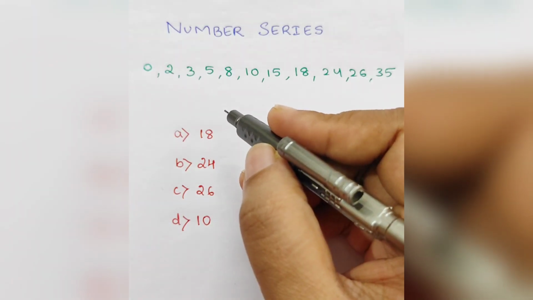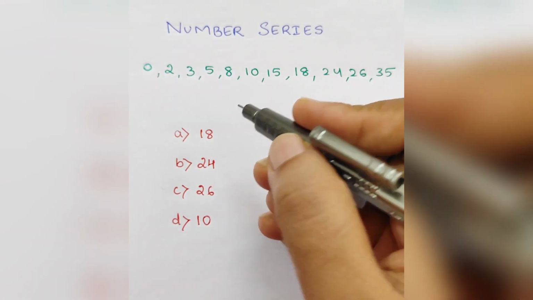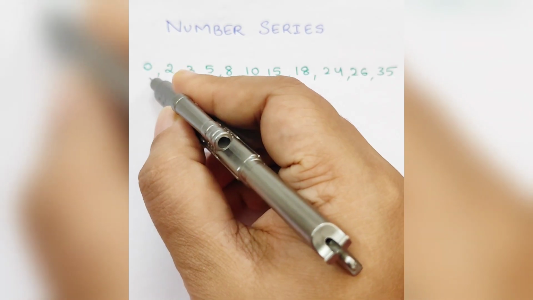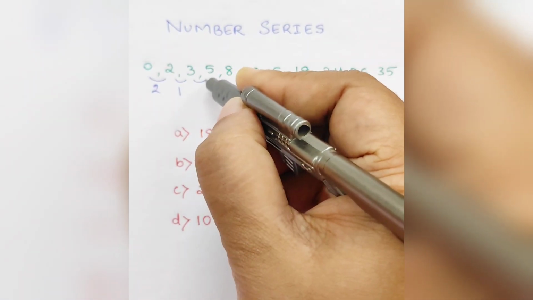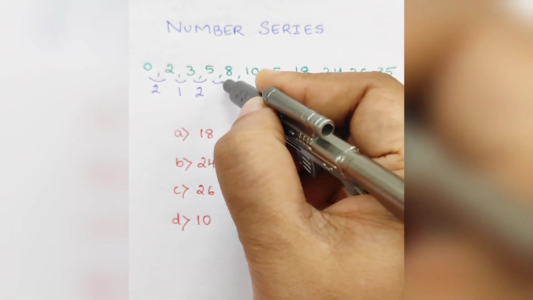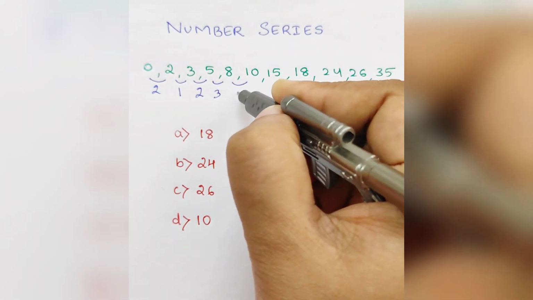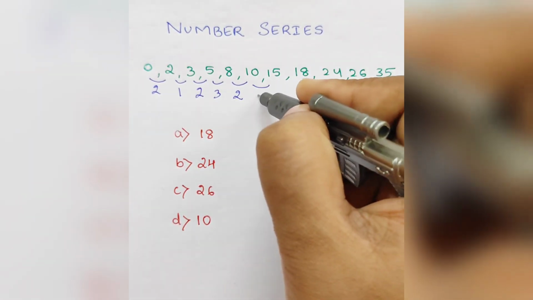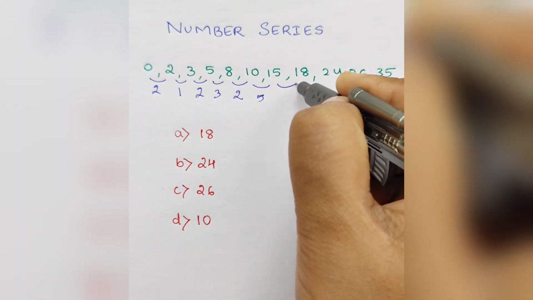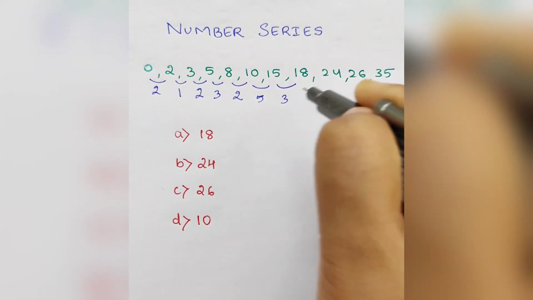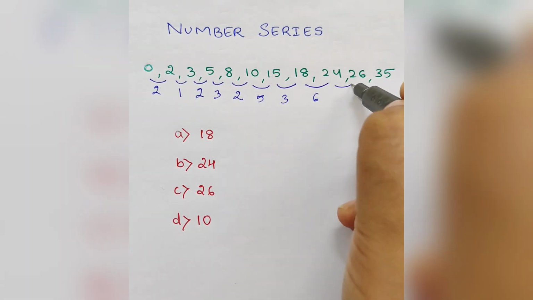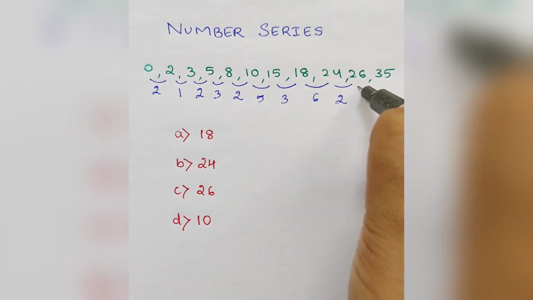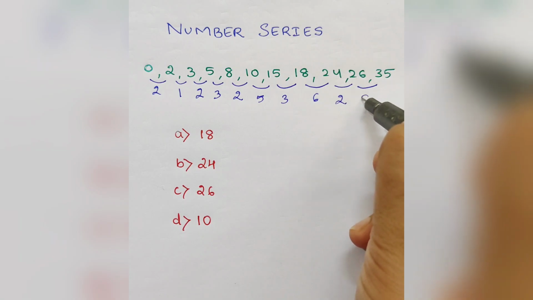So in this series, we need to find the wrong number. So first, let's check the difference. Difference here is 2. Here it is 1. Here it is again 2. Here it is 3. Here it is again 2. Here it is 5. 15 and 18 is 3. 18 and 24 is 6. 24 and 26 is 2. 26 and 35 is 9.